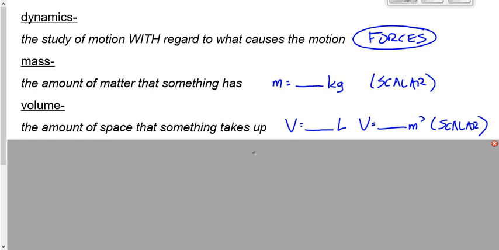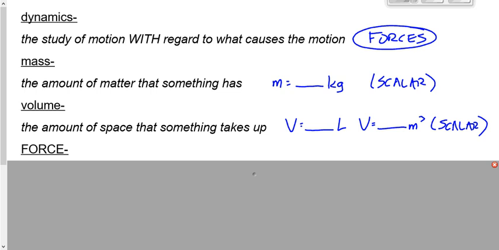Next one, we're getting into the meat of the unit here. The next one we're going to define is force. Force, and that's why I've capitalized that, because that's the most important one so far. Force is defined as, think back to Science 6. You first started talking about forces in Science 6. Remember your flight unit? The thrust force, the lift force, the drag force. What was a force? Force is defined as a push or a pull.